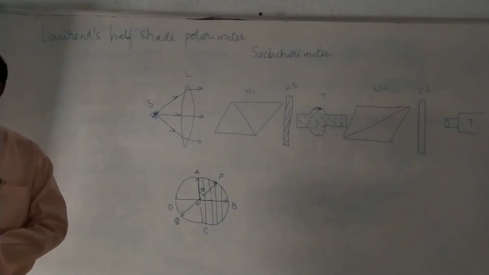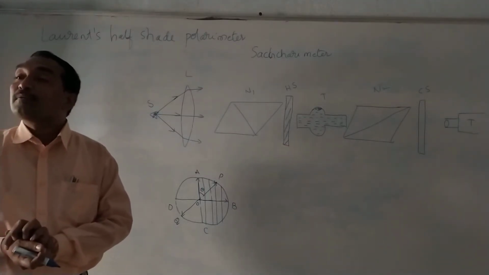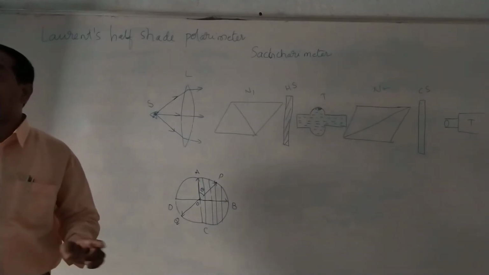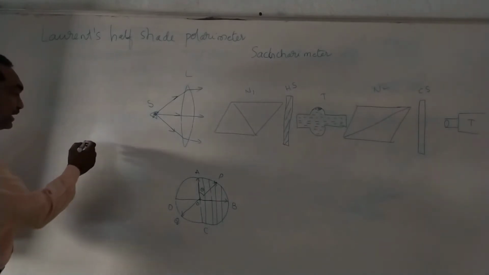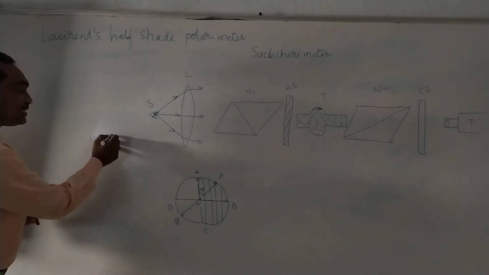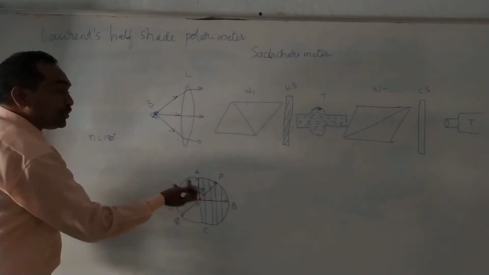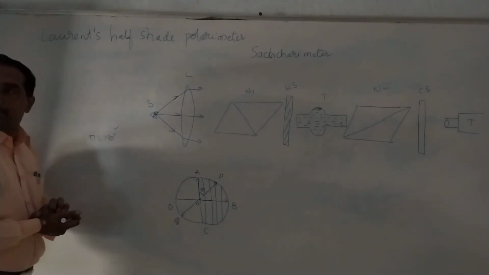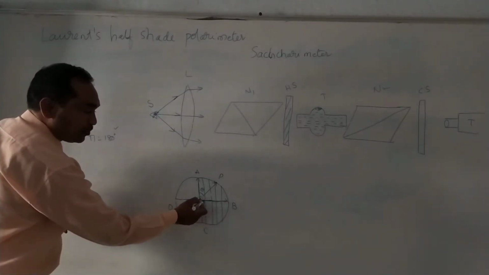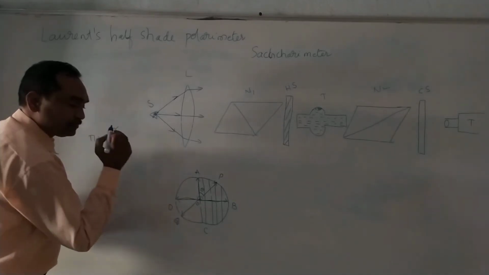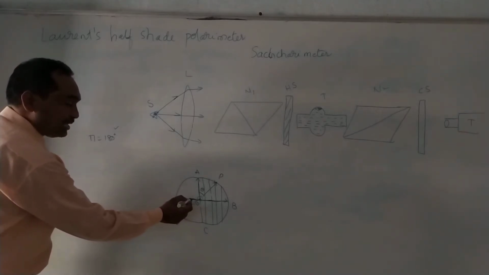But what is the phase difference between the ordinary ray and the extraordinary ray? Pi radian, because this is a half-wave plate. Pi radian is how many degrees? 180 degrees. So when it passes through this crystal, due to the phase difference of 180 degrees, the direction of OB moves along OD. Now the final position of the ordinary ray is along OD.